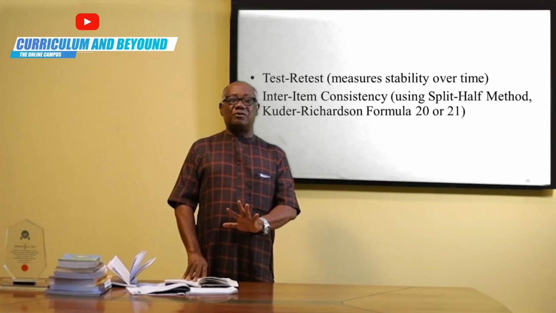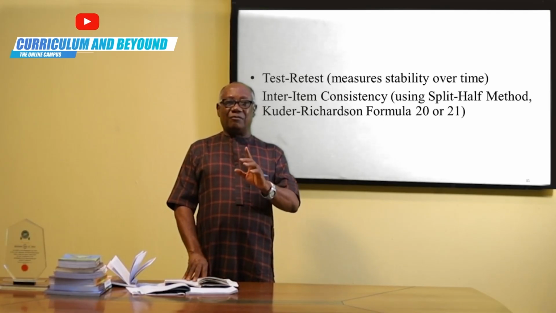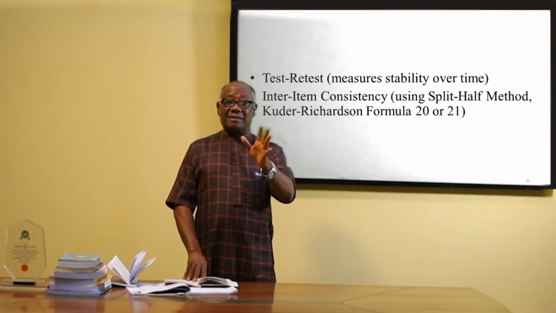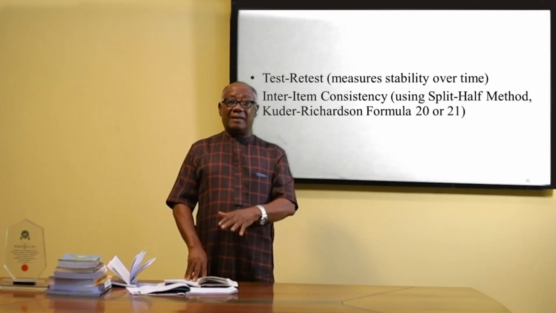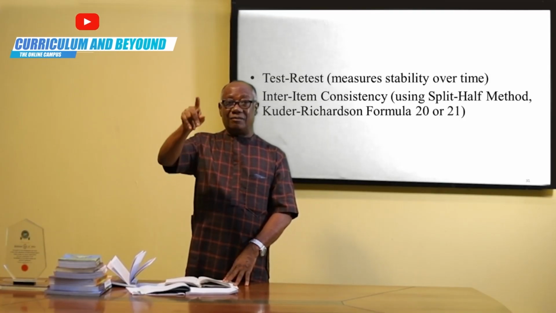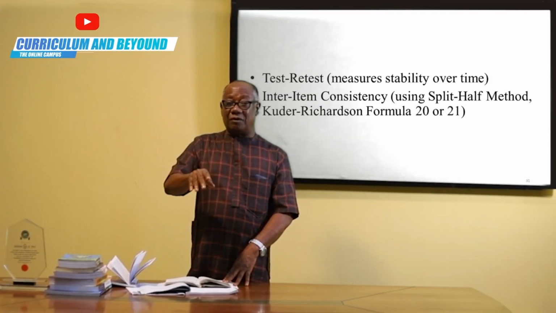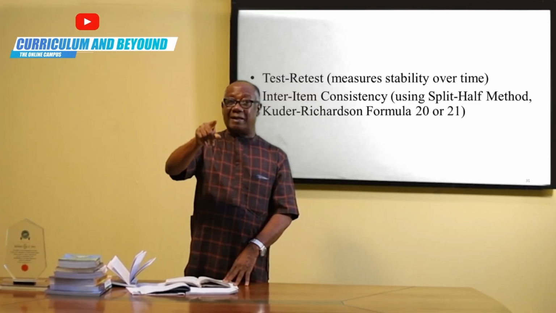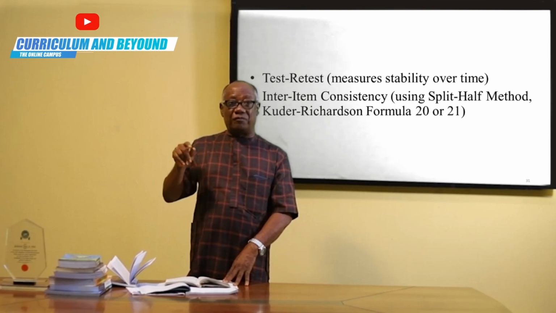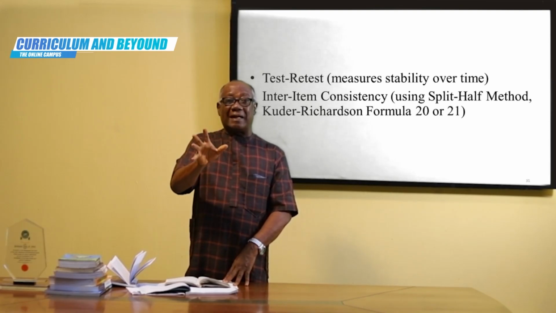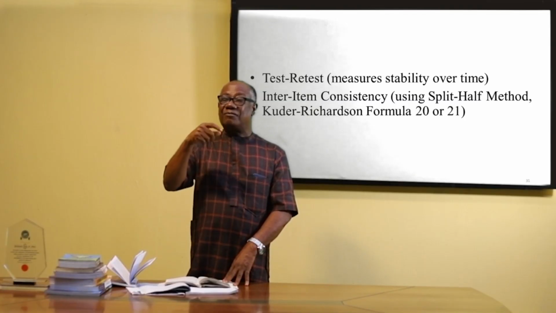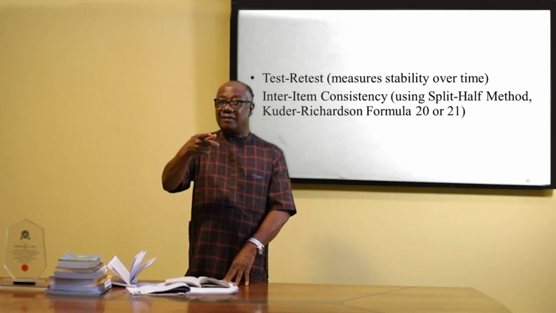When you use an achievement test where the answer is dichotomous, yes or no, either the answer is A and the others are failed, you now get 1 or 0. 1 for pass, 0 for fail. We use that for achievement tests. In that case, you can apply Kuder-Richardson 20.